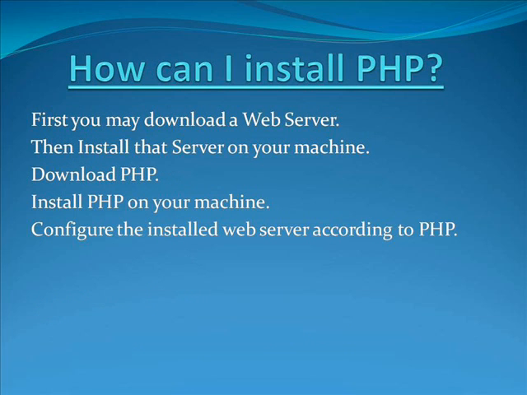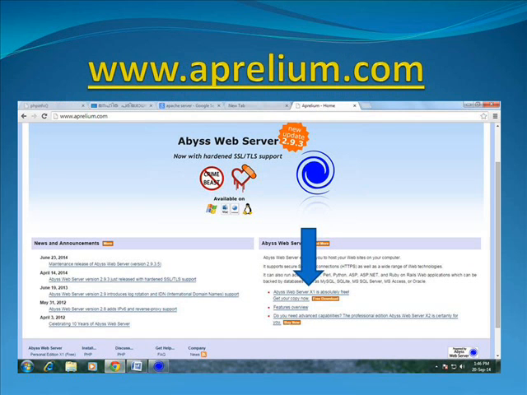I am recommending this procedure. First you may download a web server. After that, install that web server. Then you may download PHP. Then you may install PHP on your machine. After that, you have to configure the web server according to PHP. Those are the steps. Now I am going to describe the entire process using the Abyss web server.